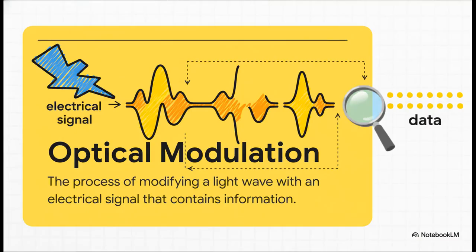Okay, so what is it exactly? Well, optical modulation is just the process of taking a light wave and modifying it, changing it, with a high-frequency electrical signal that's carrying our information. To put it really simply, it's how we translate electronic data into a message that's literally made of light.